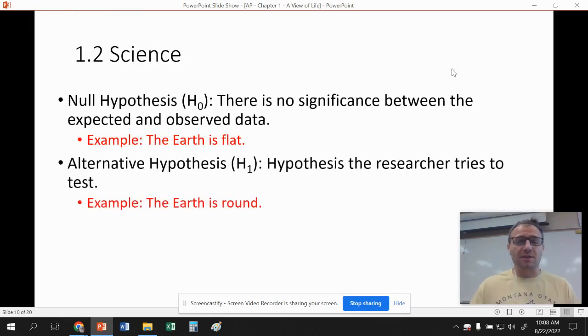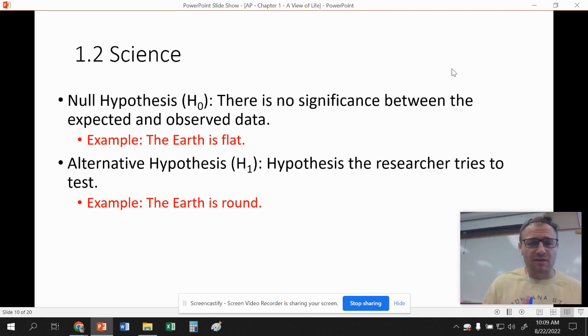Two different types of hypotheses are null and alternative. We'll dive more deeply into these in the first week of school when we go over statistics, but basically null hypothesis states that there is no significant difference between the expected and observed data. An alternative hypothesis is the hypothesis that the researcher is trying to test and see if this is what is, I don't want to say what's true, but what is true.